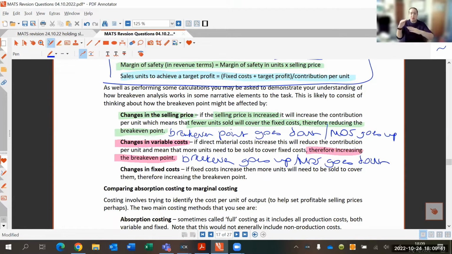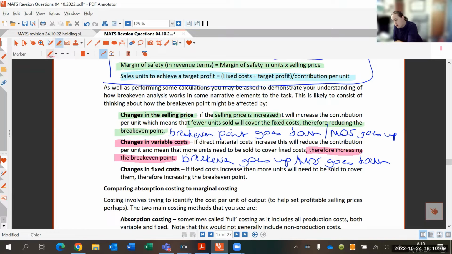If our margin of safety, imagine if our break-even point is kind of here at 5,000 units, we're planning to produce 10,000. If we increase our variable costs, it means that we've now got to produce 7,000 units in order to cover those costs. We've got less of a gap up to our 10,000 that we're planning to produce. That's our margin of safety going down. Margin of safety is the gap between what we're planning to produce and what we need to produce.